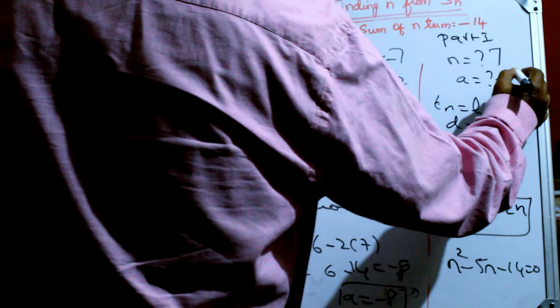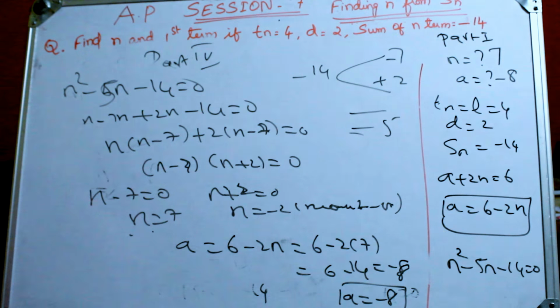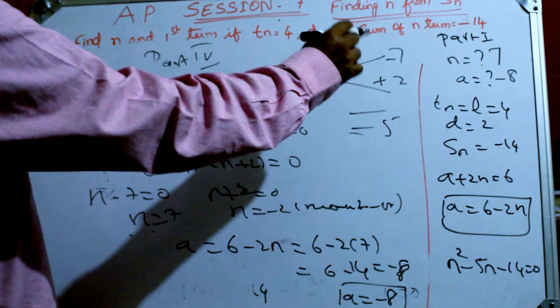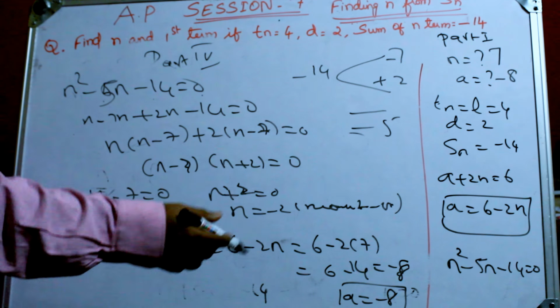You can write here also. Hope you understood this problem. So try to do it in parts, you can understand well. So this is n square minus 5n minus 14. You can split it and get the values of n and get the values of a.